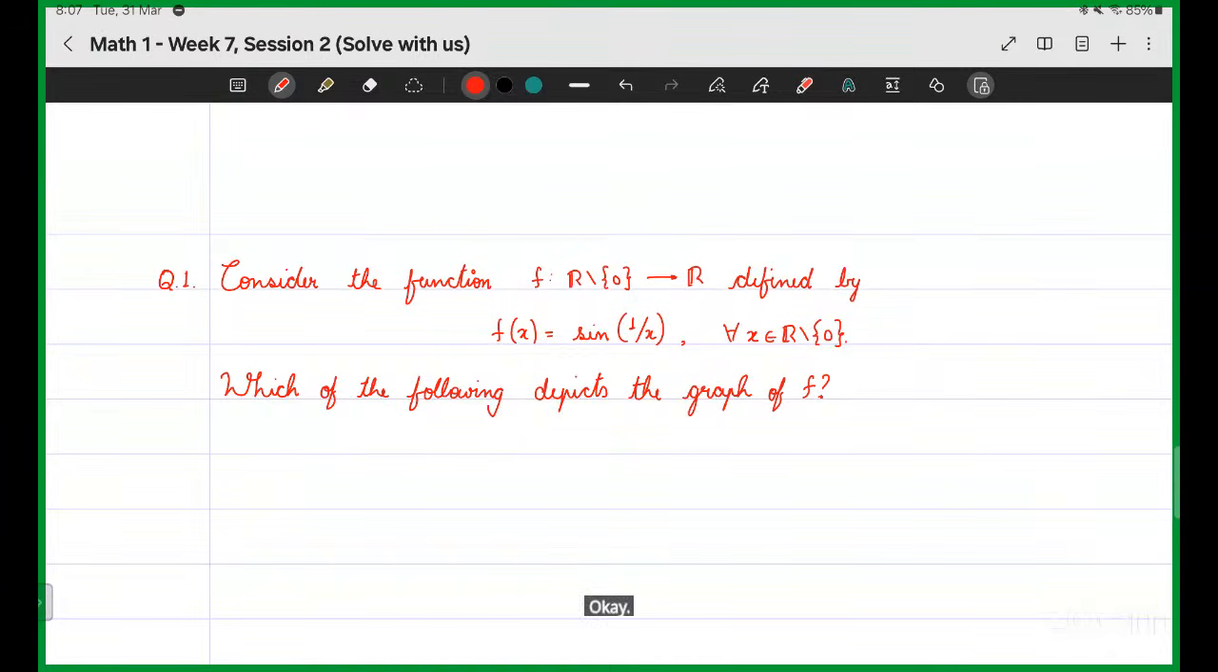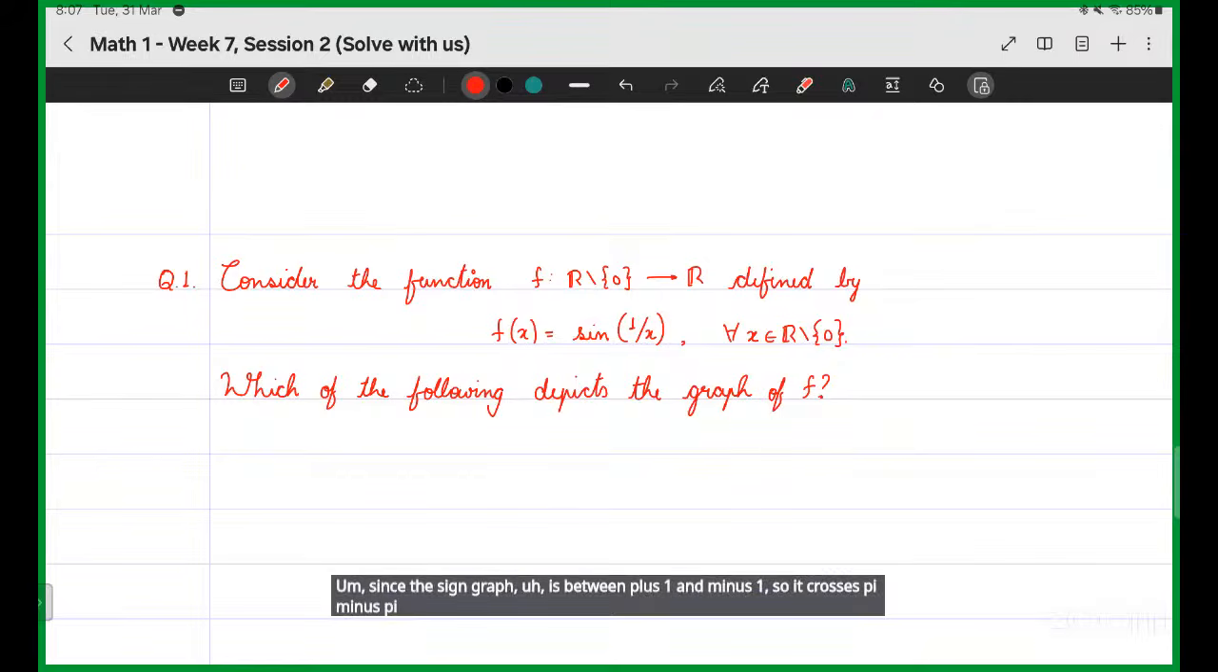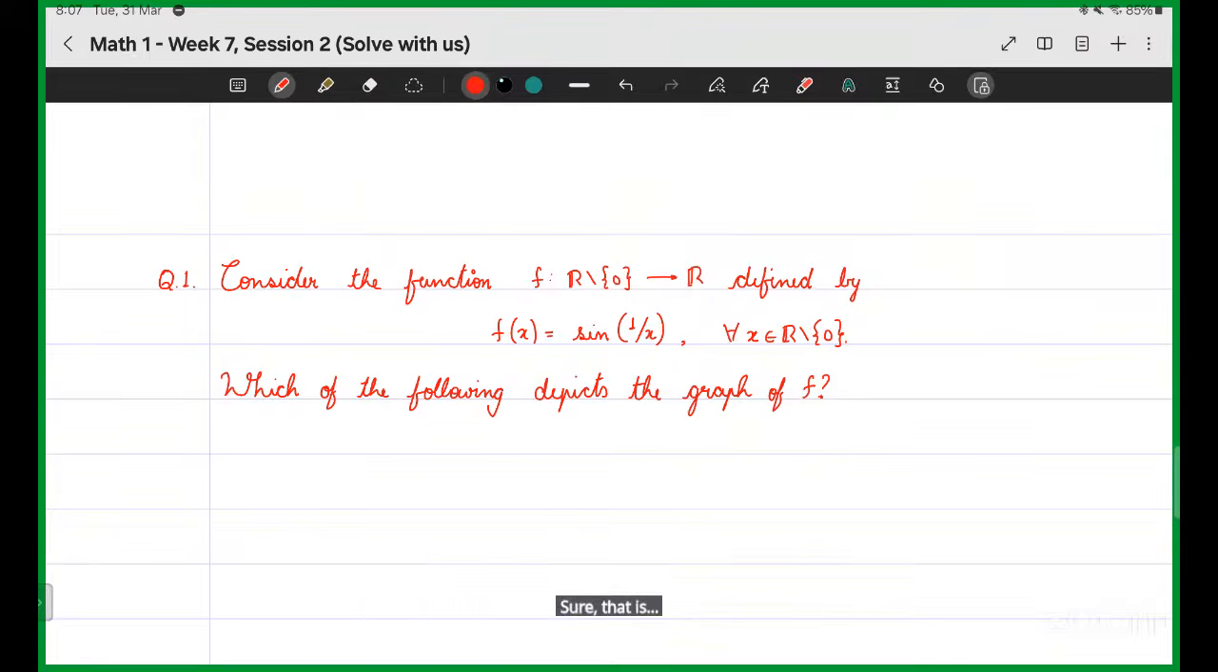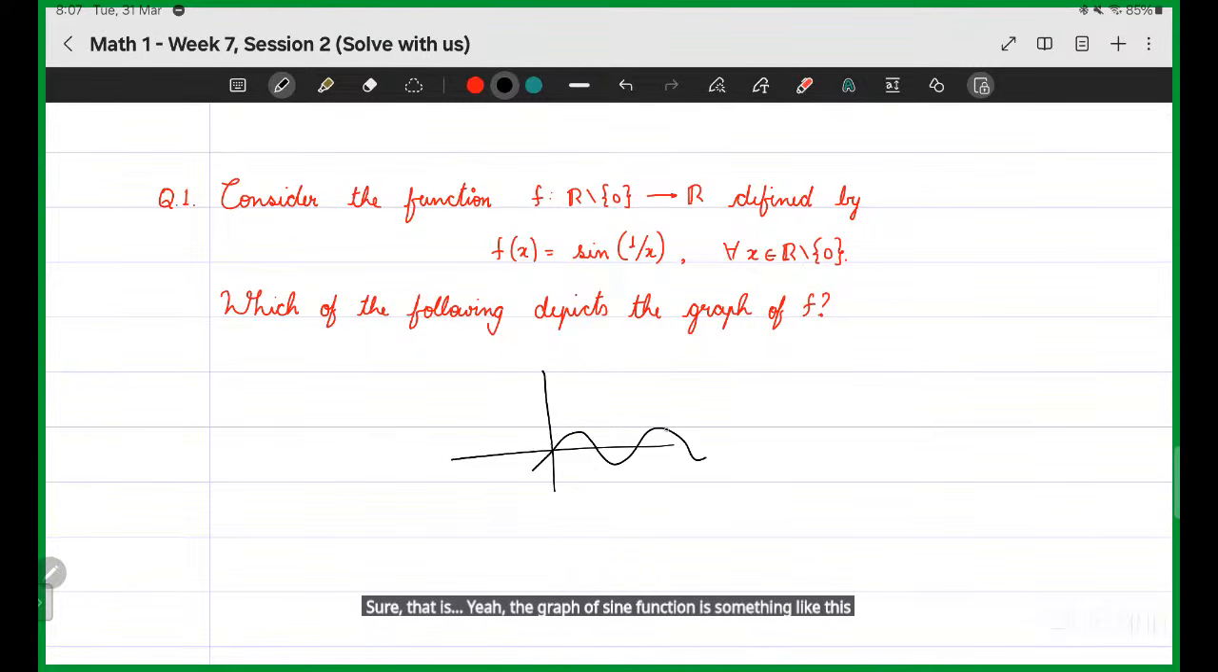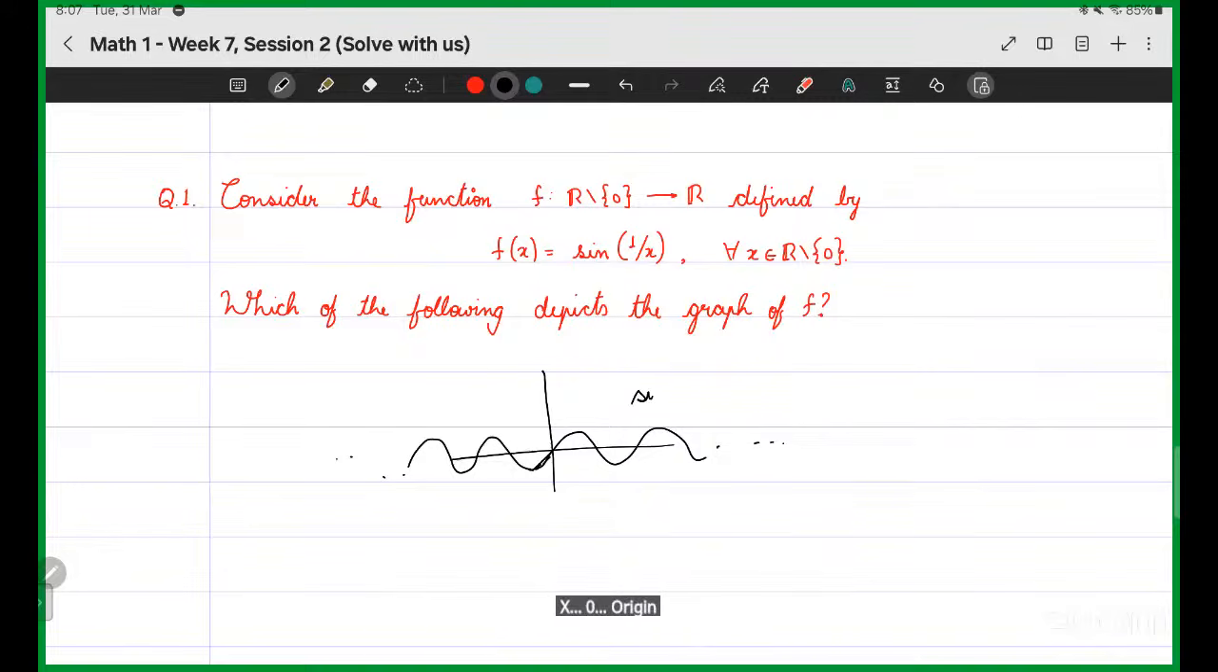Okay, does anyone have a guess as to what the graph of the function would look like? Since the sine graph is between +1 and -1, it crosses pi, minus pi. So it would cross 0, but here we are not taking 0. The graph of the sine function is something like this. Maybe it's not at the point 0, we shouldn't be taking the origin. Yeah, this is sine of x. What is sine 1 by x?